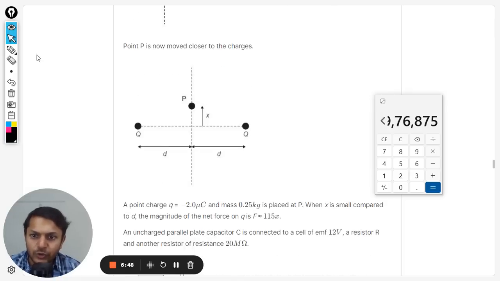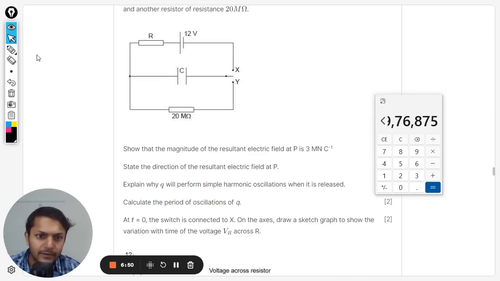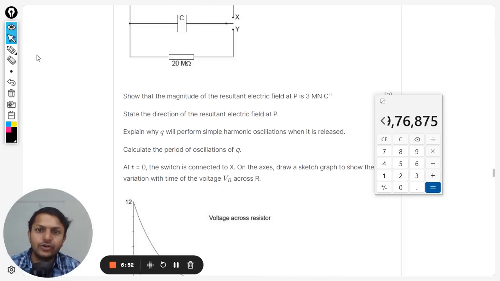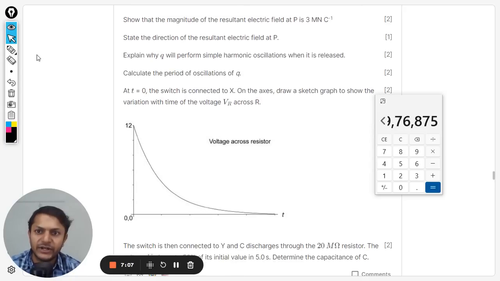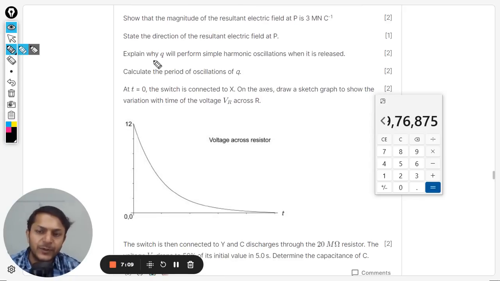So the question number 2 is, state the direction of the resultant electric field at point P. Obviously, that will be in the upward direction because positive charges are repelling each other, and at P, we will just assume that there is a unit positive charge. So that will be in the upward direction. So both questions have been completed. Now, next question is, explain why Q will perform a simple harmonic motion when it is released.